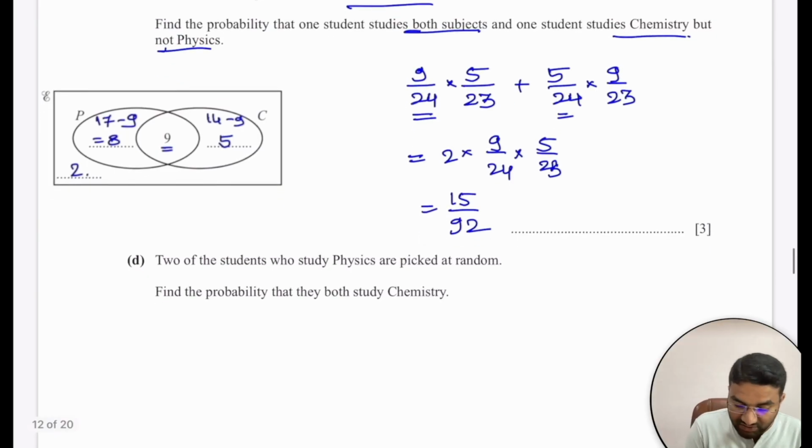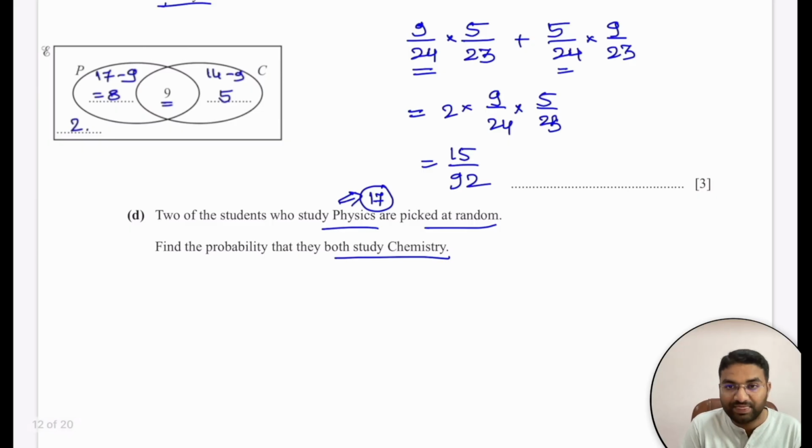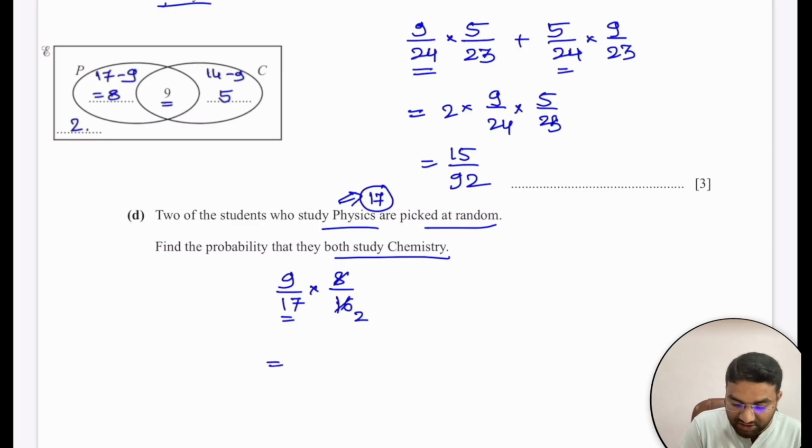Then next, two students who study physics are picked at random. So how many students are studying physics? It's 8 plus 9, that is 17 students who are studying physics. Find the probability that both study chemistry. Just chemistry-studying people are 9, so 9 out of 17. This is for one student, and for the second student it will be 8 over 16. And if you simplify this, 8 times 2 is 16. So here the probability you will get is 9 over 17 times 2, which is 34. That's it. That is the probability here.